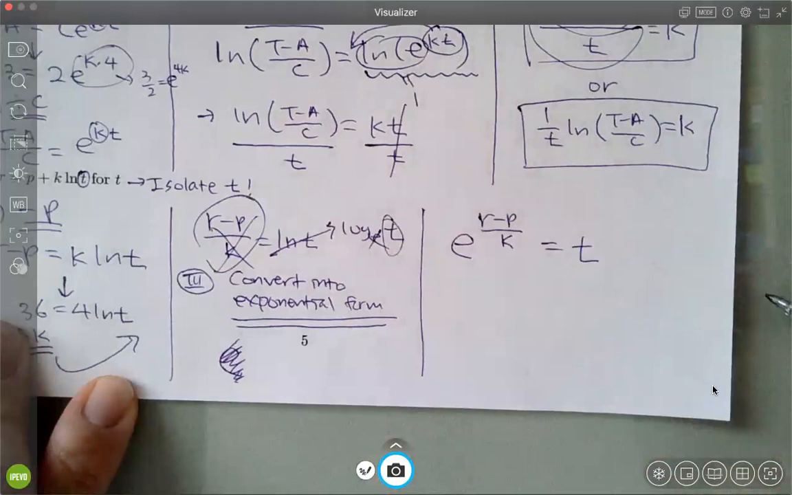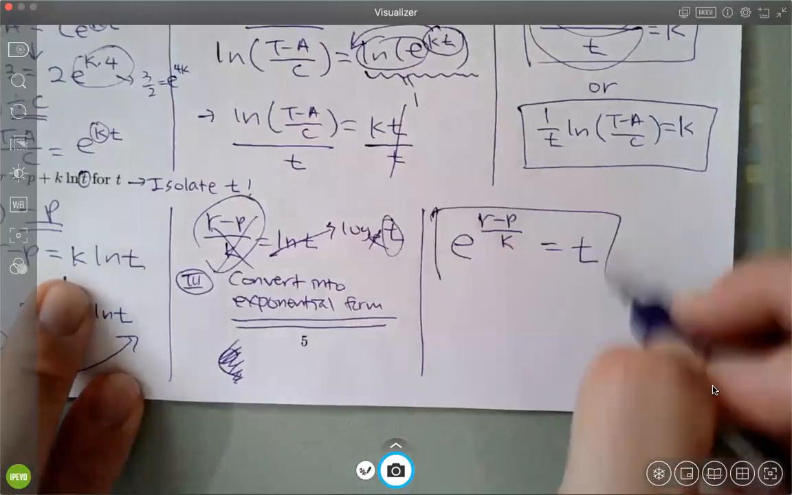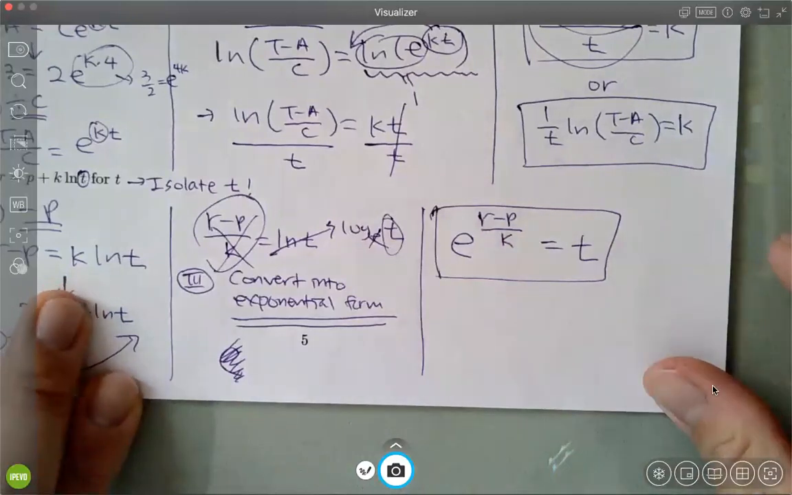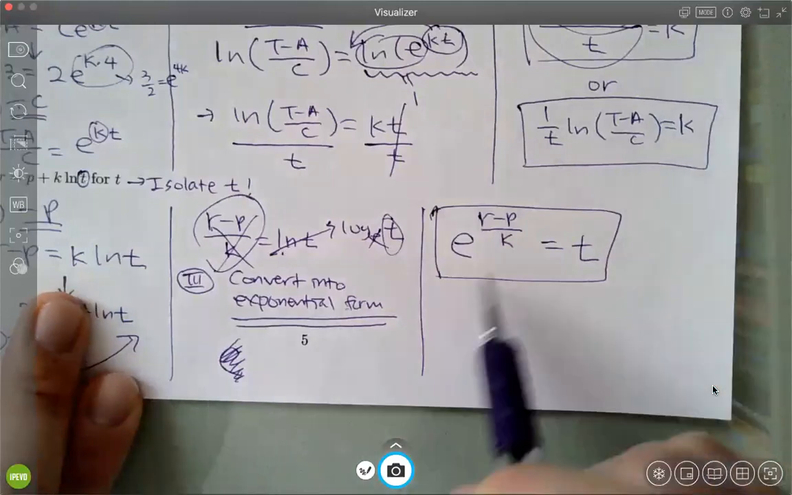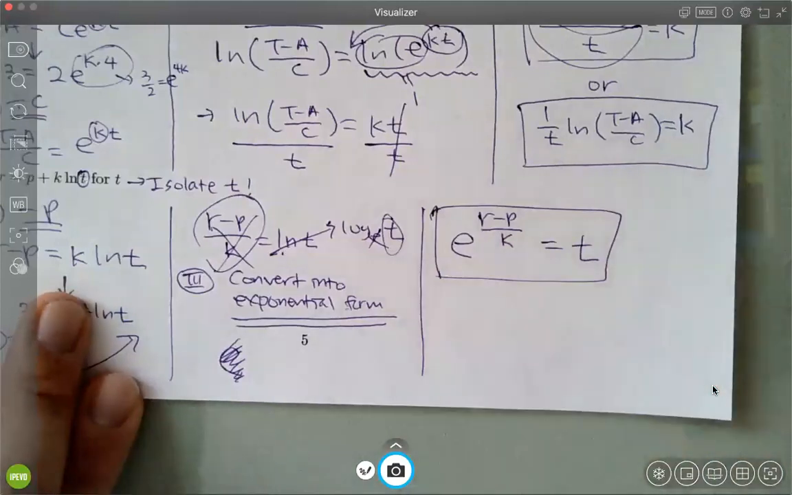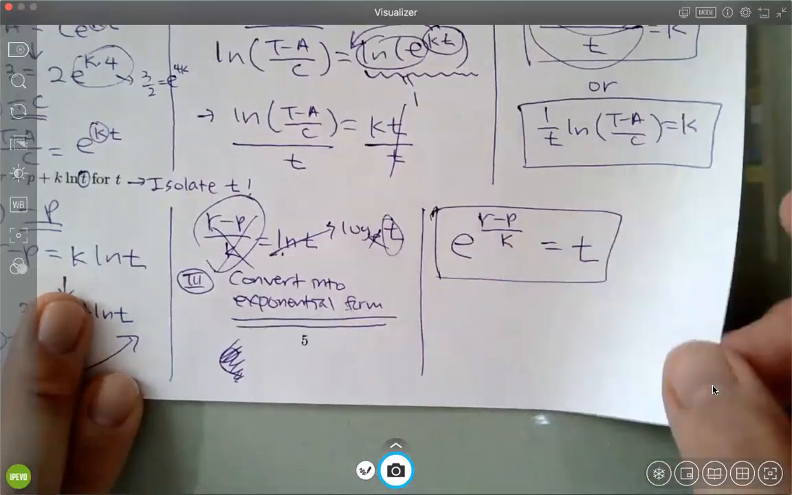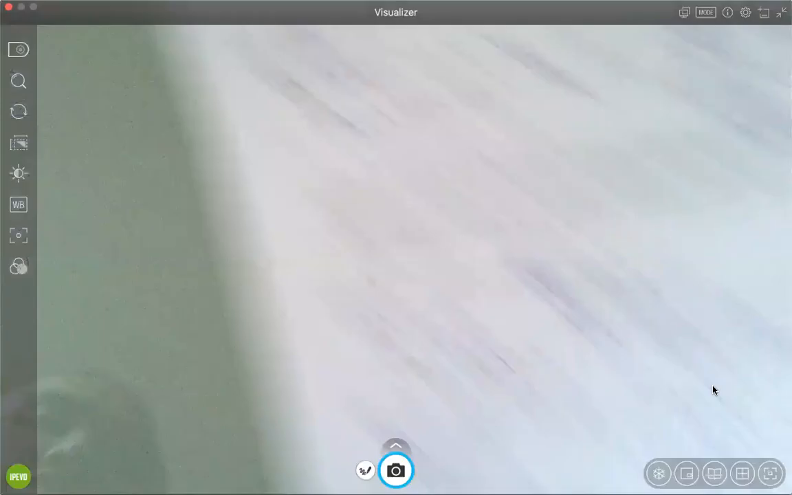Okay, and now, are we done? And how do we know whether we are done or not? Is T isolated? Yeah, right there. And the other side doesn't have any T. So what does that mean? That's it. So basically, we just had to convert this into exponential form, and then the answer just pops up. Okay, so now that's part B. And now the last problem.